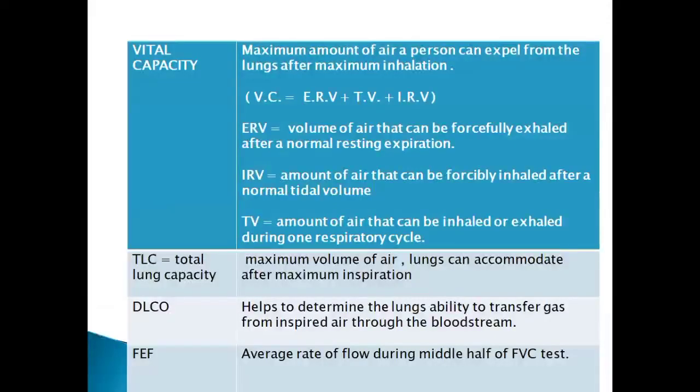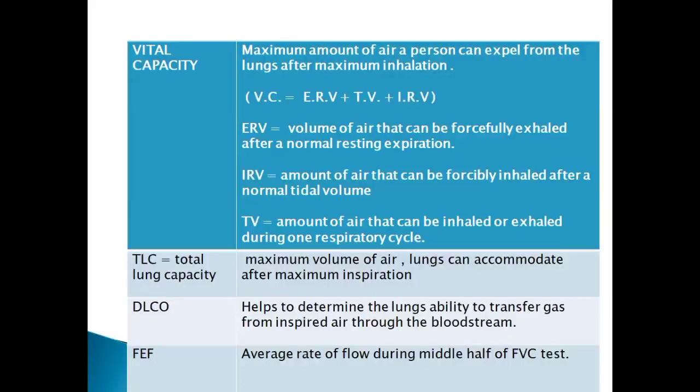This is the vital capacity we discussed. Then TLC. What is TLC? TLC is the total lung capacity. By the name we can say easily, it is the maximum volume of air which our lungs can accommodate after maximum inspiration. When we inspire, air goes into the lungs, and the lungs have to accommodate that air. So the maximum volume of air which the lungs can accommodate after maximum inspiration is your total lung capacity.